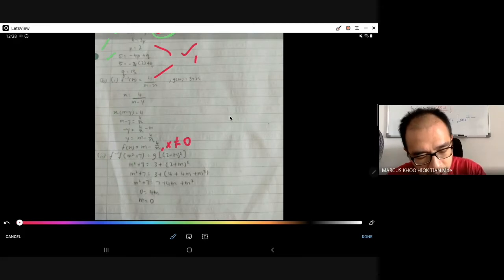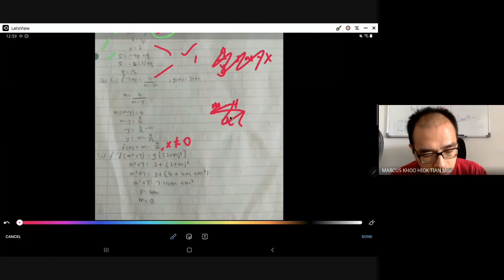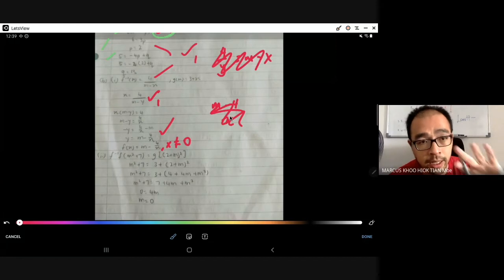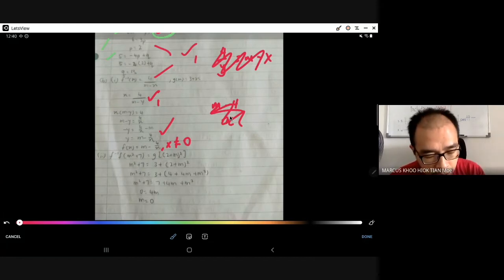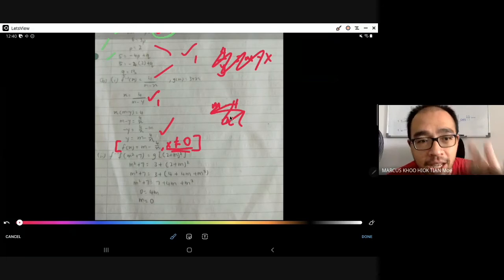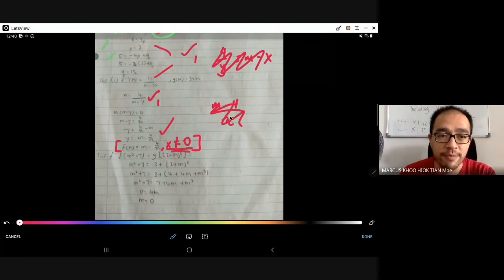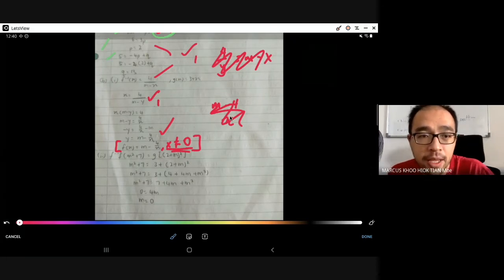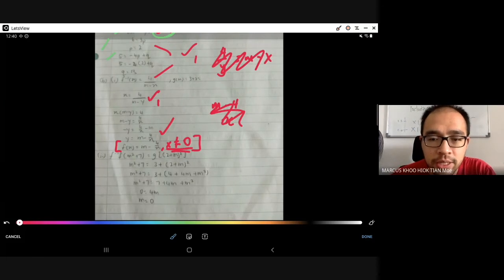Yes, x cannot be equal to 0. That is 1 mark. This answer is correct, and this is a 2-mark question. The first mark is just making sure that it is an inverse of an inverse. The second mark has to be this final answer, including the x cannot be equal to 0. That's a very important thing. All right, continue to the second one, please.